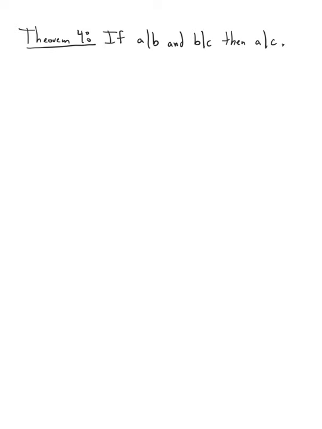Let's talk about this important theorem here, and it's pretty easy once we write down what's going on. And we can see how it'll be useful right after we prove this. So this is basically saying if A is a factor of B and B is a factor of C, then A is a factor of C.